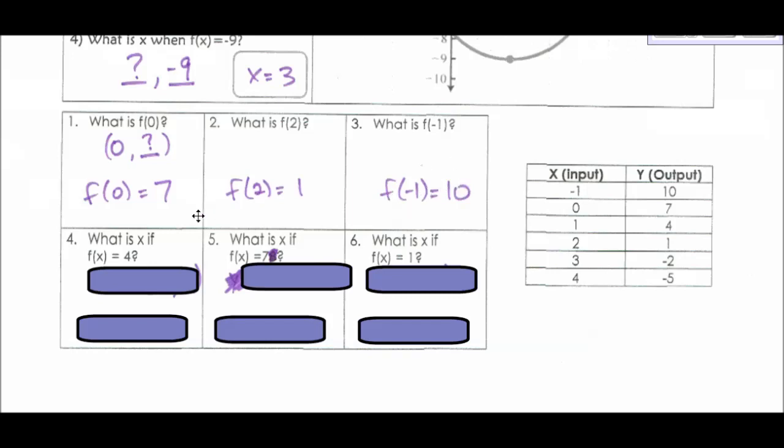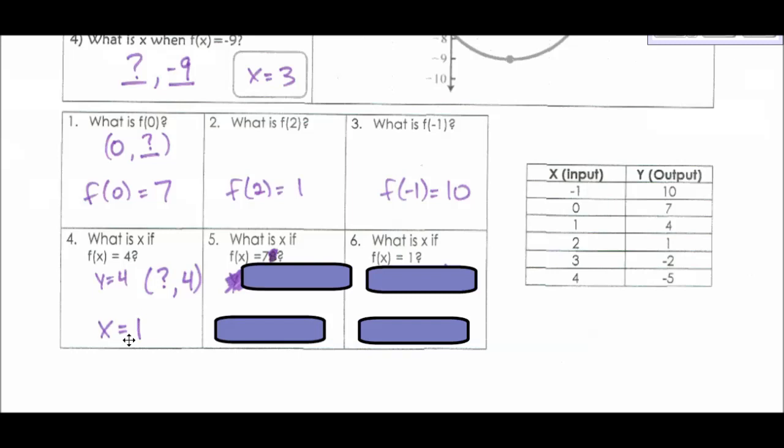These next 3 are asked in the exact same fashion, just matching it up, except now they're telling us that the f of x equals some number. What is x when f of x equals 4? So when the y value is 4, what's the x value? It's just saying what's the input to get us that. It would have to be 1. So x is 1.